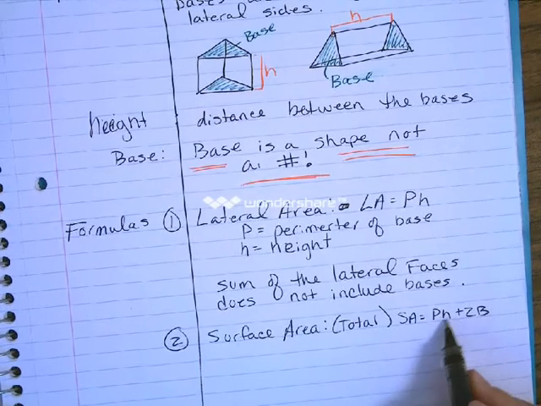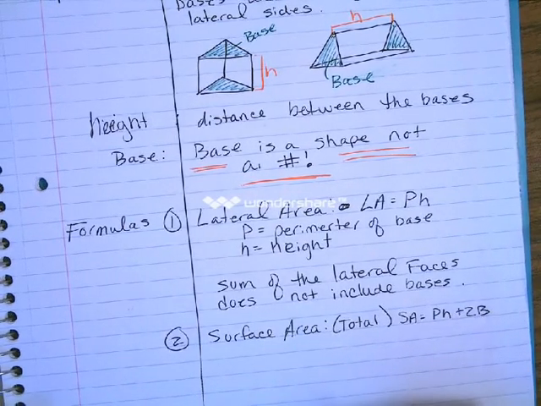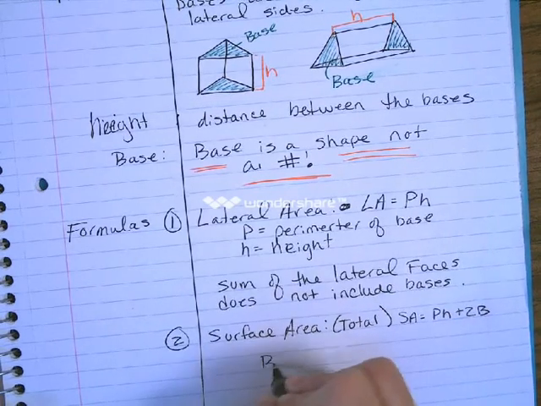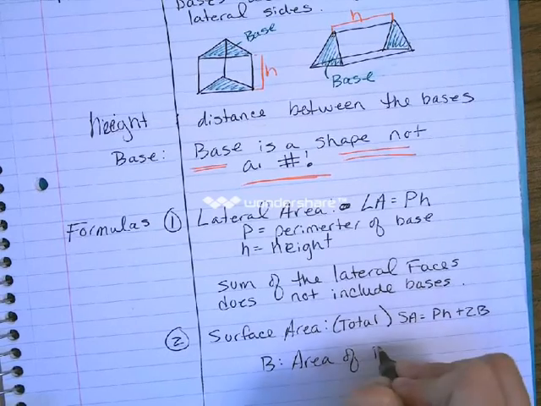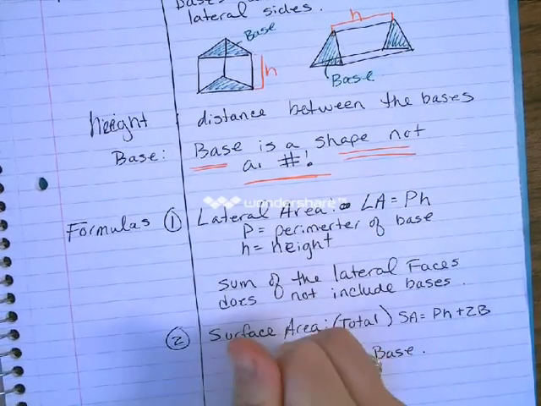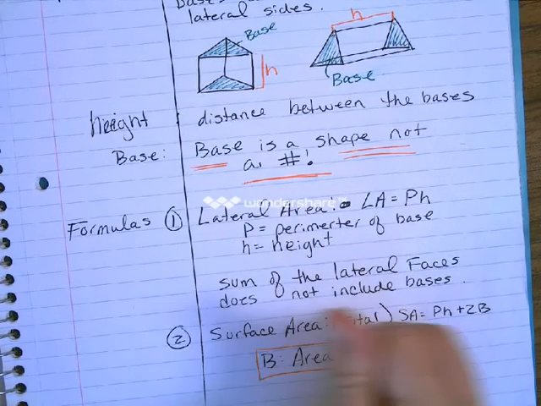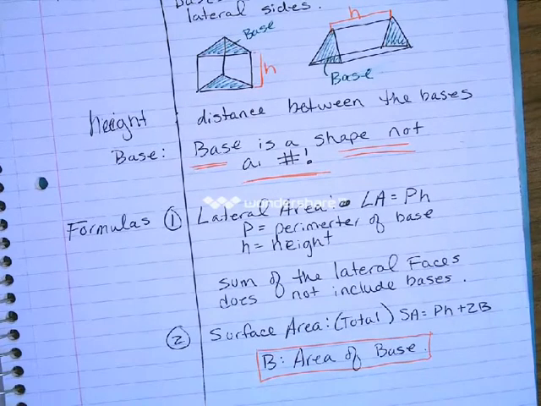Okay. Again, you already know what P and H are. B stands for area of the base. Here's where people get messed up again, because they want to plug a number in for B, but they forget that they have to find that number first. This is area of the base. The base is a shape, not a number, so you have to find the area of it before you can plug into the formula.